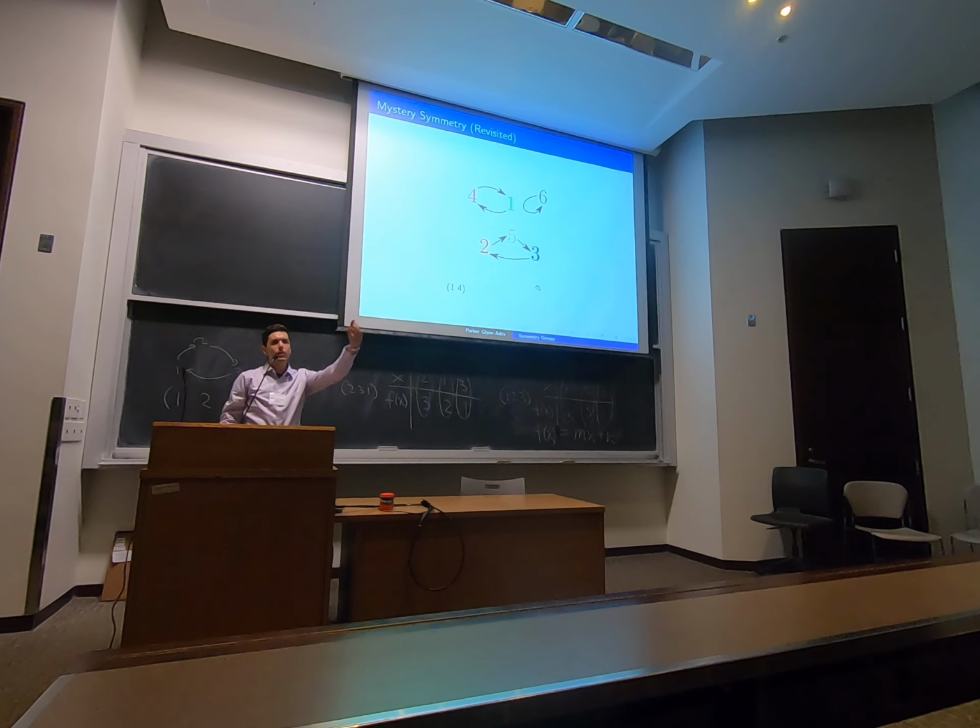So there's the 1-4 bit, right? That's this cycle. I got that. Then there's the 2-5-3 cycle. I also got that. I'm smart. So far, so good. Of course. And then there's the 6 goes to 6 cycle. Boy, I told you I'm really smart.